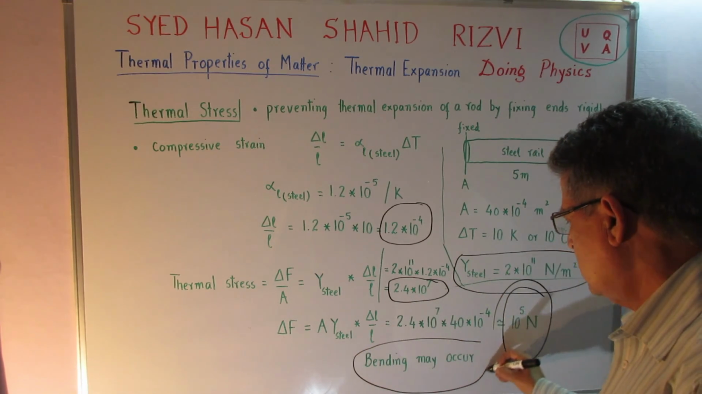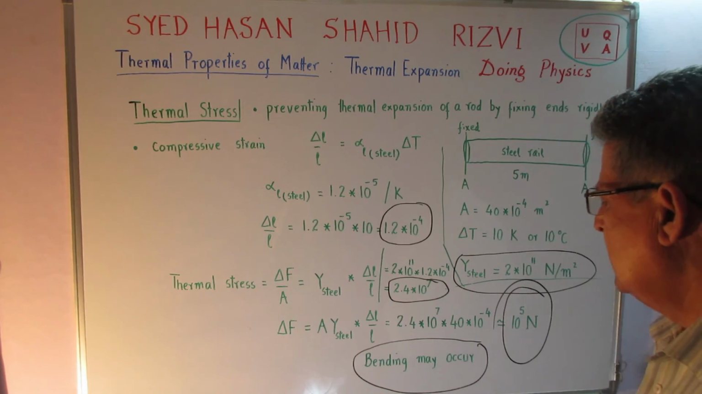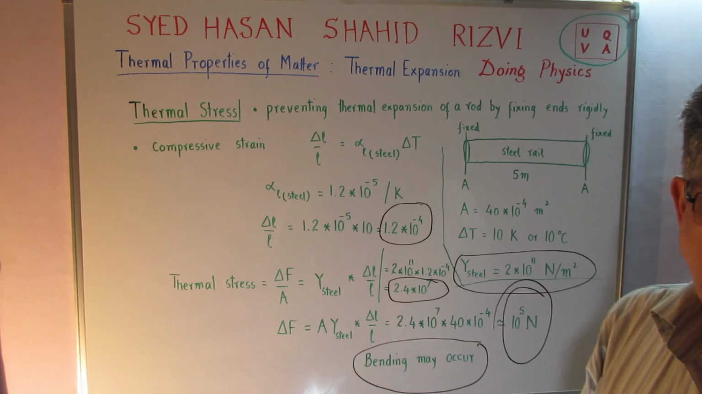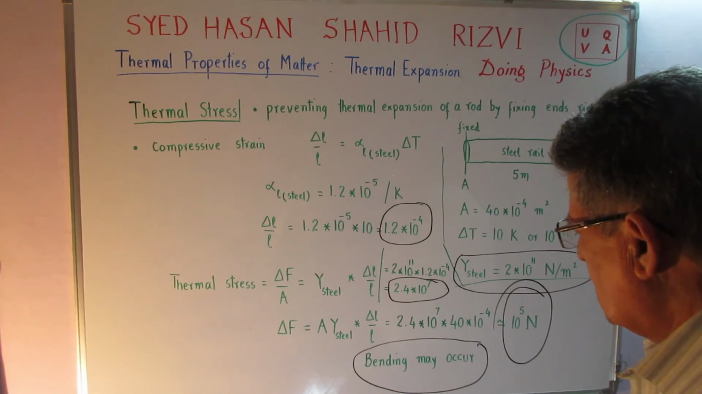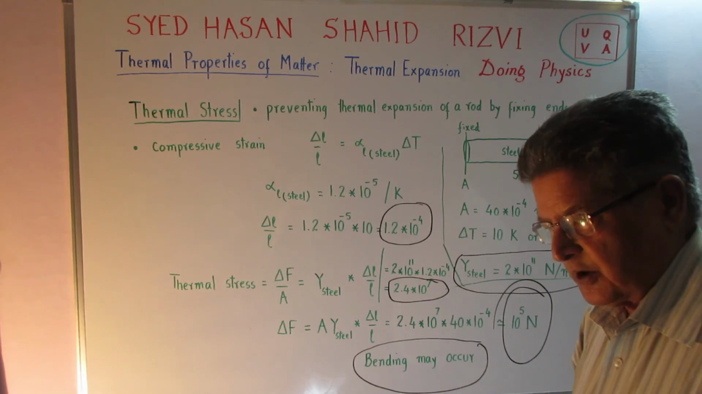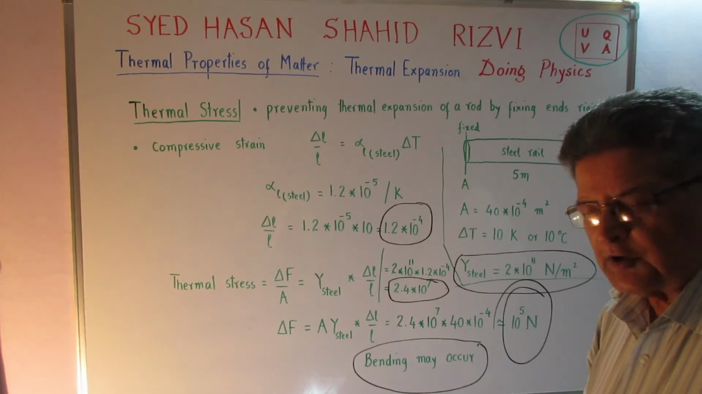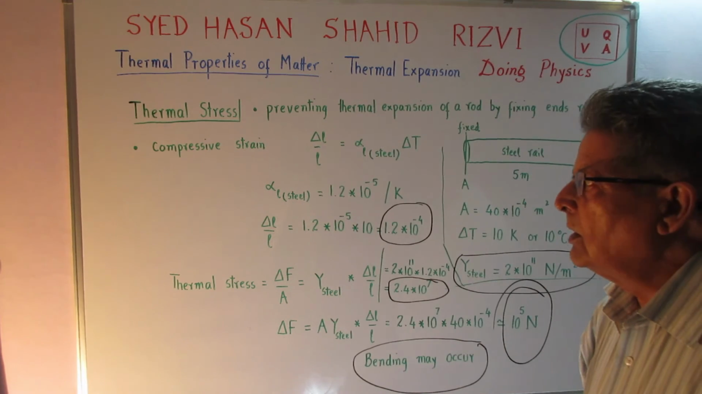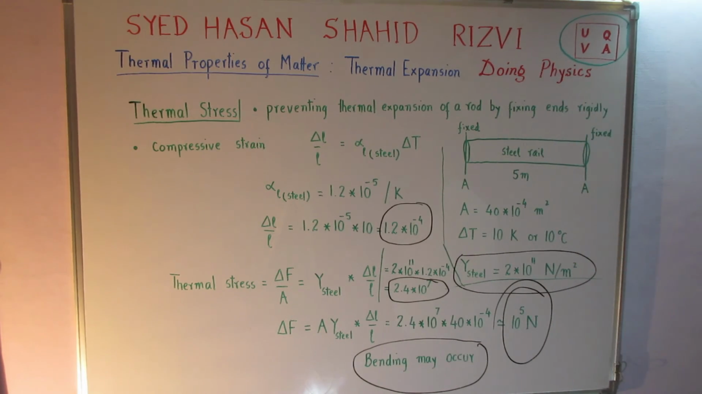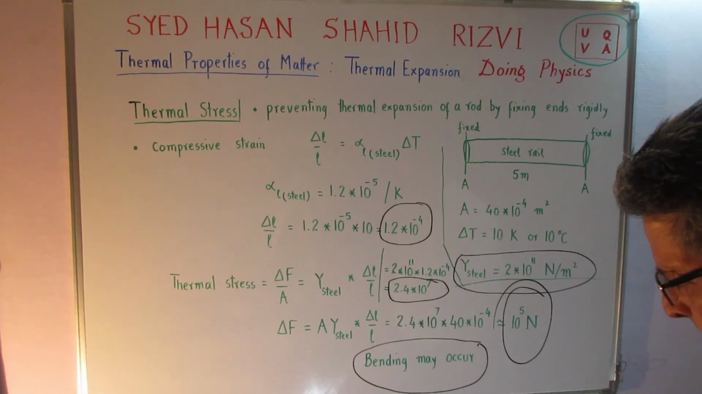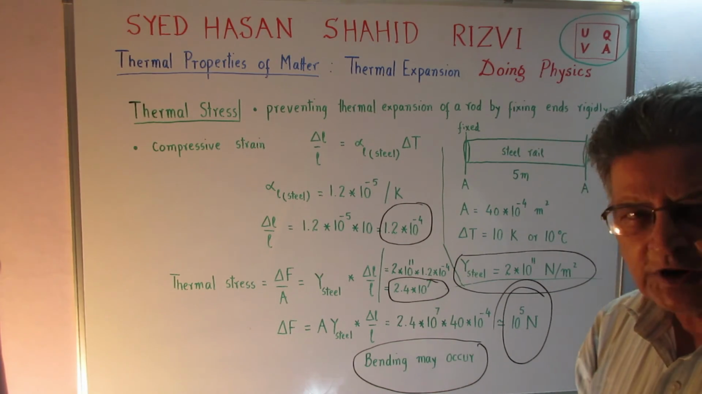So there is a possibility that this steel rail may bend a little bit. When it bends, one side becomes concave, the other side becomes convex. We will talk more about other properties like the thermal capacity, etc.